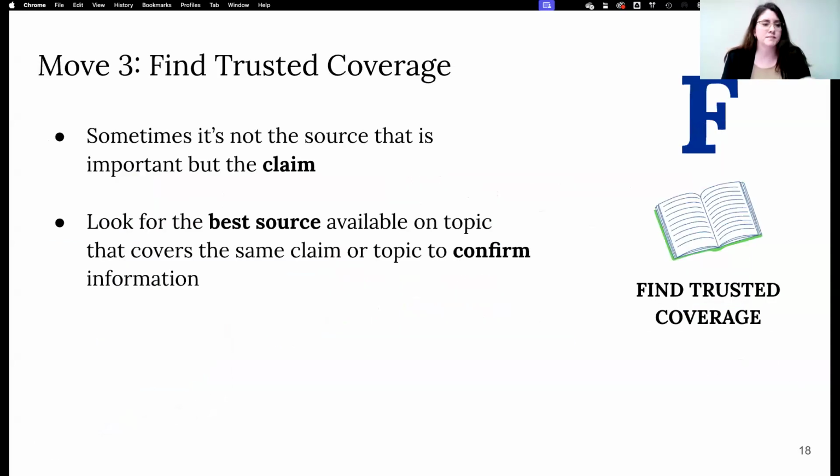So in this case, since we already identified that it's not a trusted source, I might just say, hey, I'm done. But I am going to continue on to the next step. So I might want to open up another tab and see if I can find some trusted coverage on this topic.